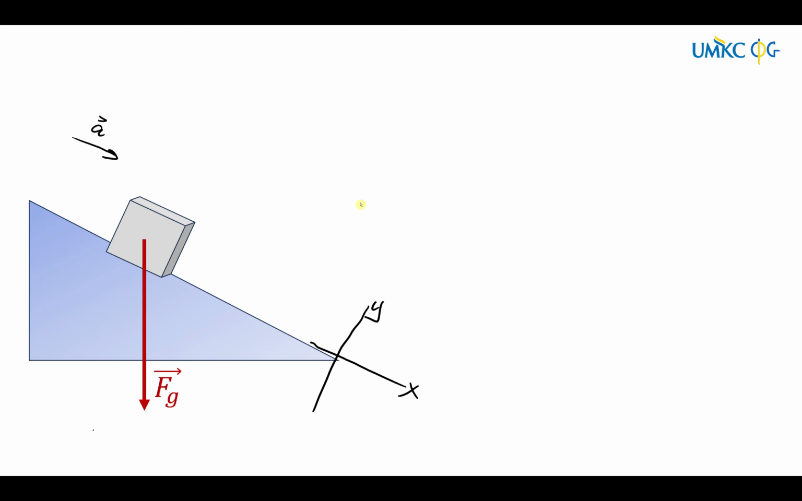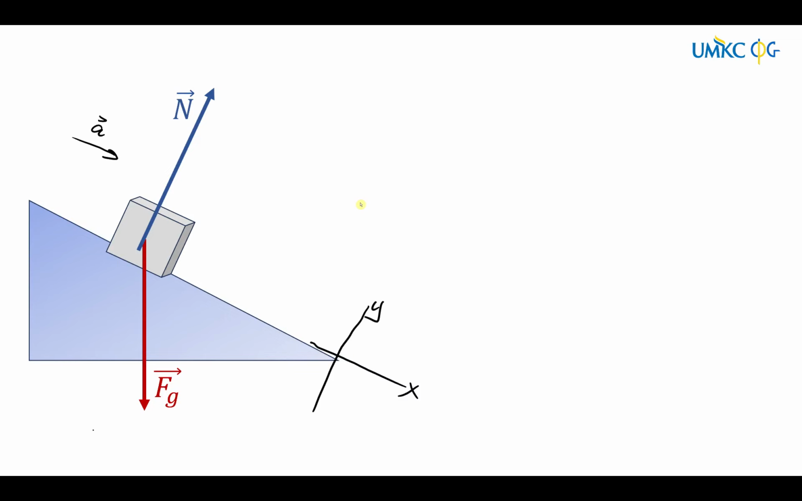Now my force of gravity is not fully in an x direction, it's not fully in the y direction, it's coming off at an angle. I also have a normal force here, right? There is an object sitting on a surface. This normal force is going to be perpendicular to the surface of the object.